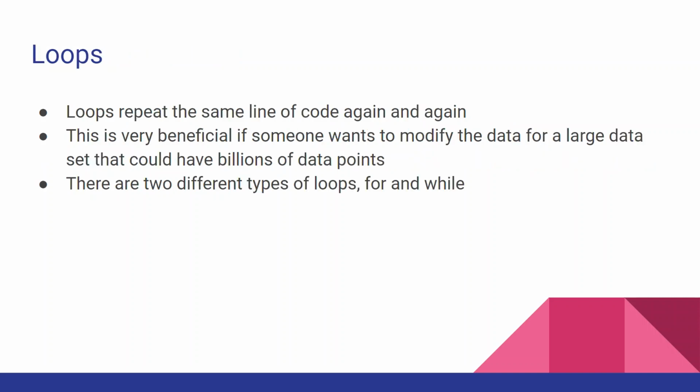Now let's get on to loops. This is the main thing that we're learning in this video. So what are loops? Loops basically repeat the same line of code again and again and again. This is very beneficial if someone wants to modify the data for a large quantity that could have billions of data points. This is very applicable in companies and other places. So the first thing we have to understand is there are two different types of loops, for loop and then while loop. So let's get into it.